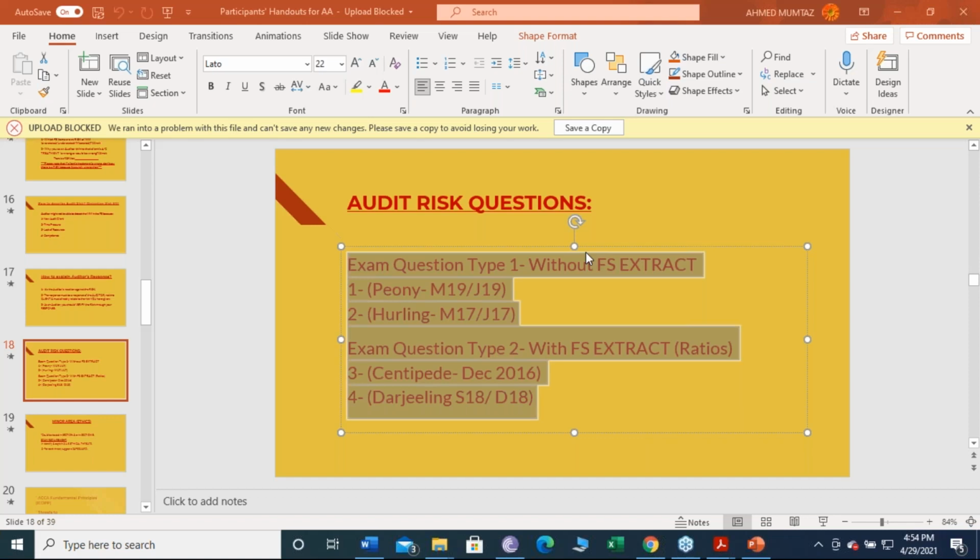Please, I will share that particular Word file in the group right away. Focus on the substantive procedures today. Try to figure out the sources of evidence. If I ask what evidence you should expect for the warranty provision, you should think: if there is a warranty provision, there has to be an agreement between the client and the customer. So you would like to review the agreement to verify what kind of warranty they provide. You would like to have a discussion with the lawyer.